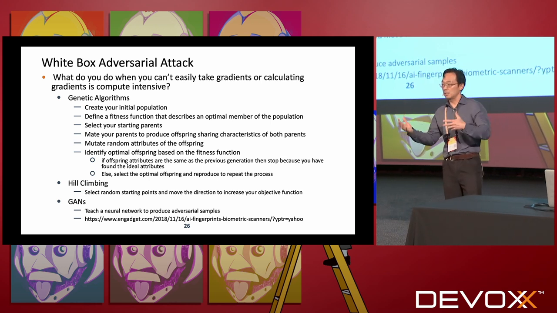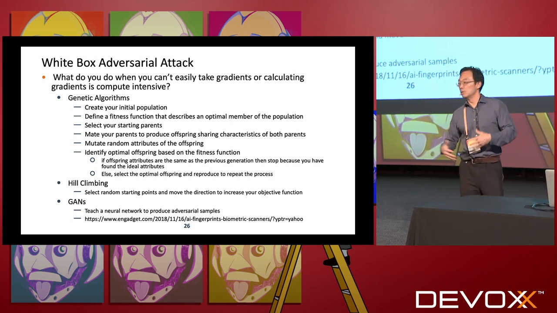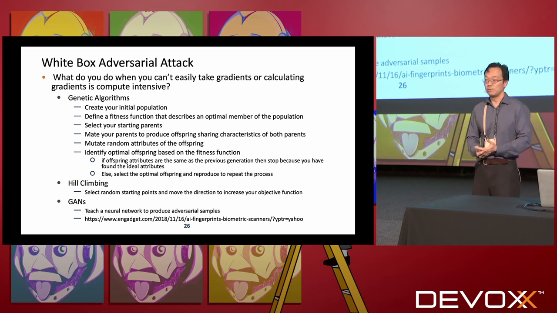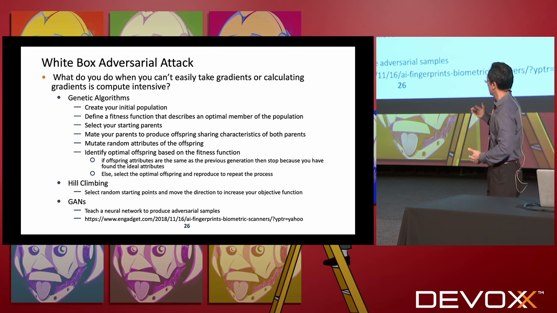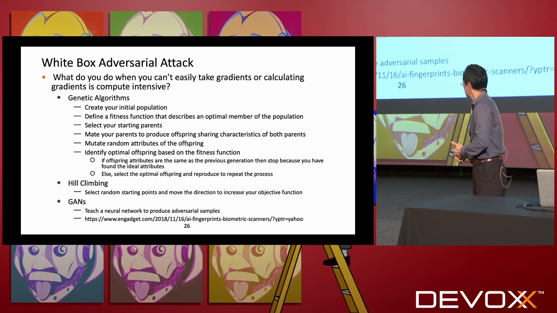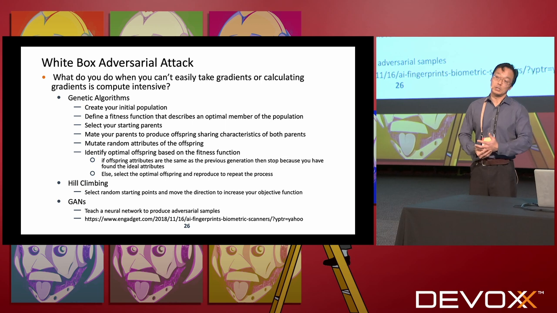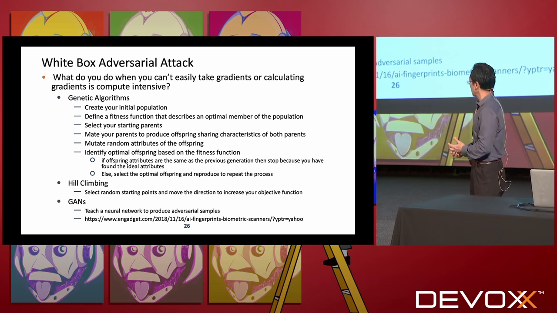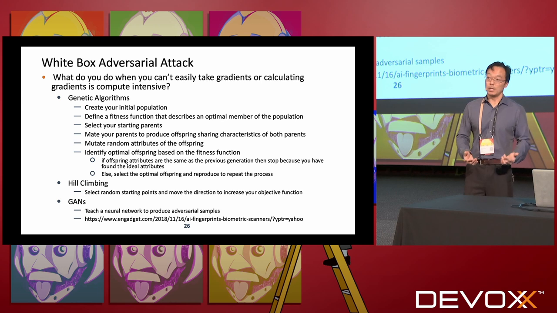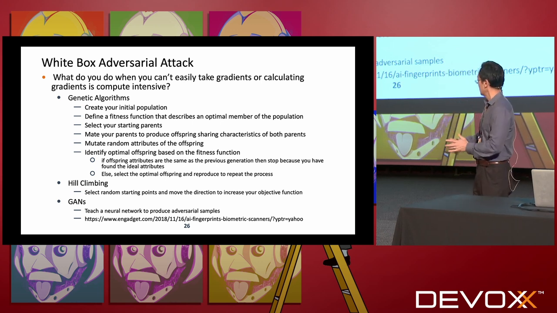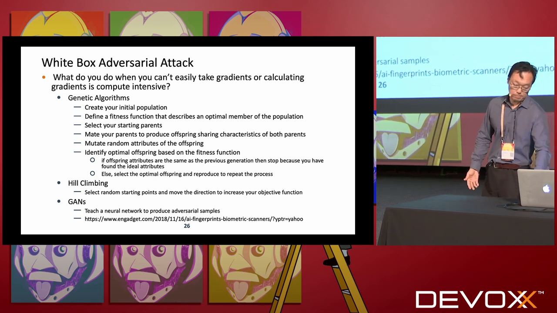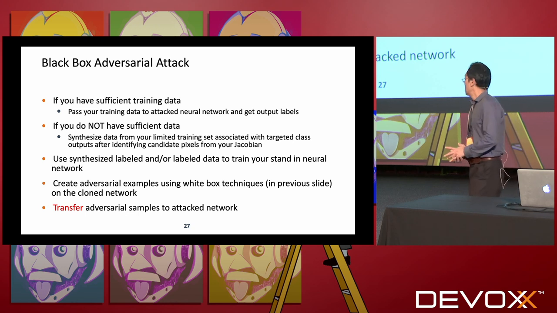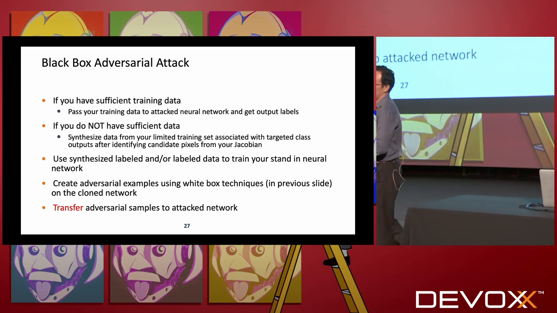You start out with a bunch of candidate inputs, you mate them, you cross the features, and then assess how well the adversarial input is functioning. You have random mutations, and then you repeat the process until nothing changes, right? For hill climbing, you start at some random point, and then you increase the error. And finally, with GANs, you can use them to generate adversarial samples as well if you train them. All right. So let's talk about black box. This one is a little bit more interesting.